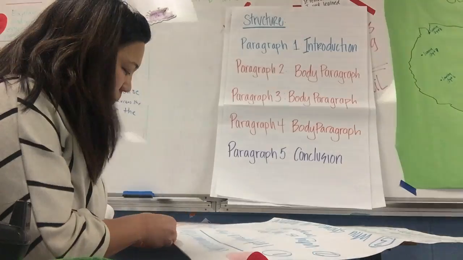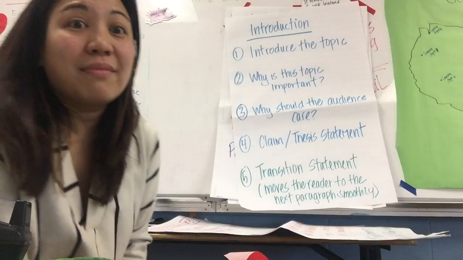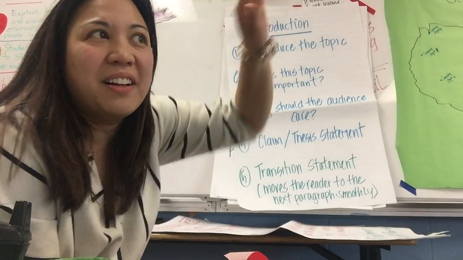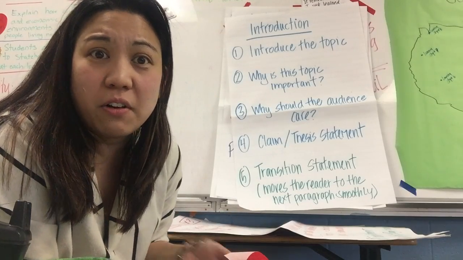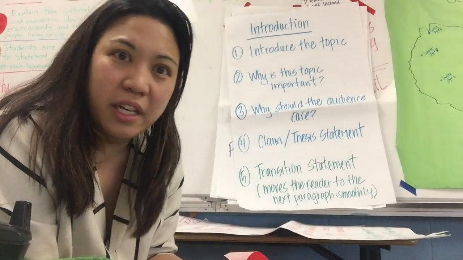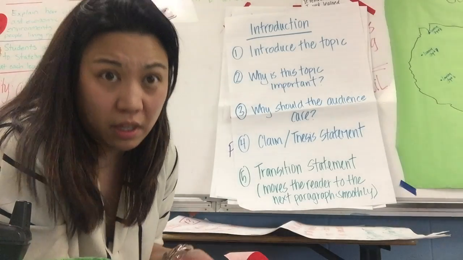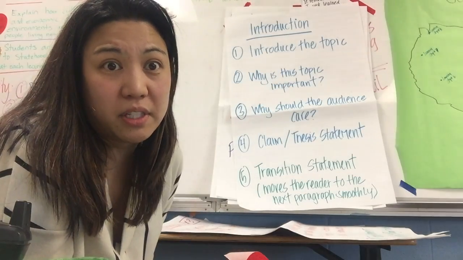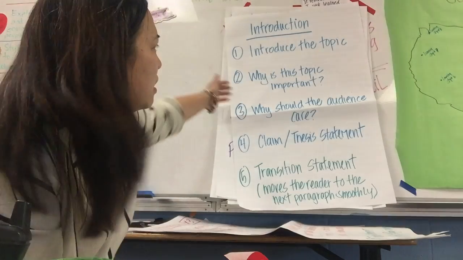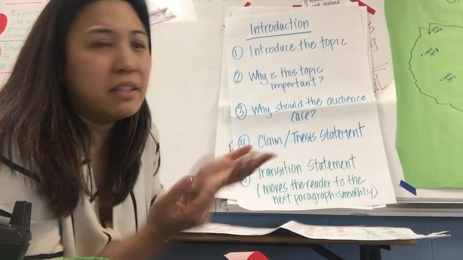Let's start with the introduction. Well, in the introduction, the first thing you need to do is you need to introduce the topic. Introducing the topic is going to be different depending on what your argumentative essay is about. Well, since we're talking about immigration, cultural diversity, how different groups interacted, that's going to be the focus of this particular editorial. That should be your topic that you're going to be focusing on. Then you need to write, well, why is this topic important? Lastly, why should the audience care? So those go hand in hand.